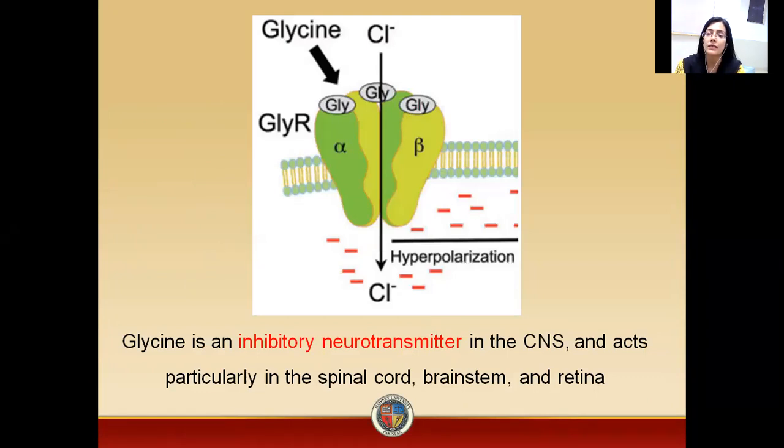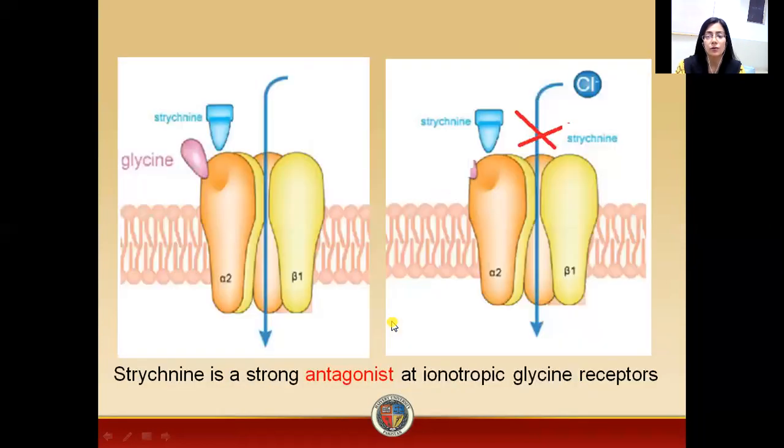Now moving towards the next receptor, that is glycine receptor, GLY. GLY means glycine and R is receptor. Whenever there is binding of glycine to this receptor, there is influx of chloride ions. As a result of this, there is hyperpolarization of the cell. These glycine receptors are actually present in CNS, spinal cord, brainstem, and retina. And this glycine is actually an inhibitory neurotransmitter.